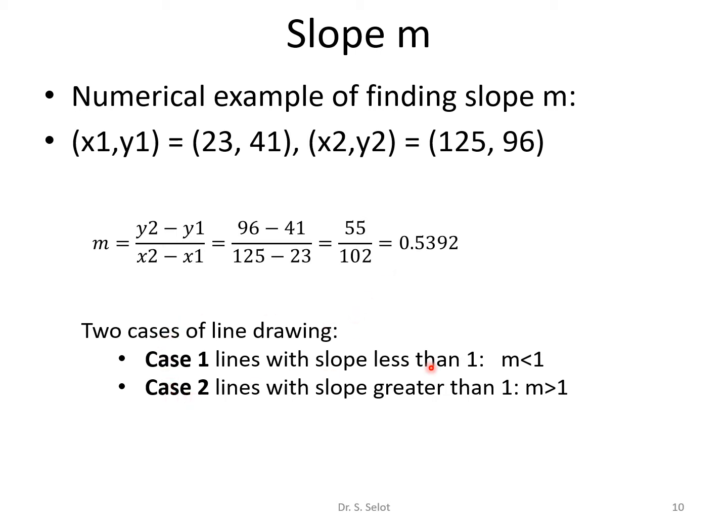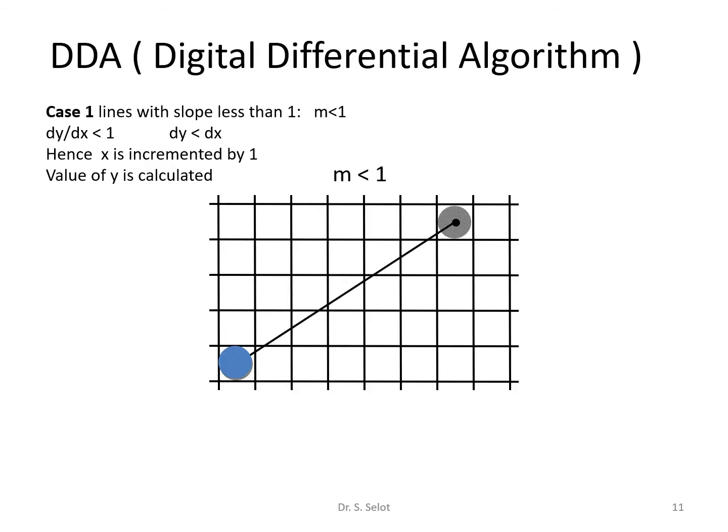Actually, there are lines which have a slope less than 1 and lines with a slope greater than 1. Based on these two concepts, the DDA calculation for both the cases will vary slightly. Let us consider the digital differential analyzer algorithm concept for case 1. Case 1, that means lines with a slope less than 1.